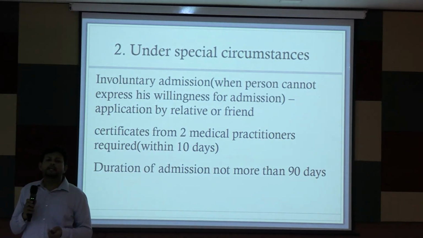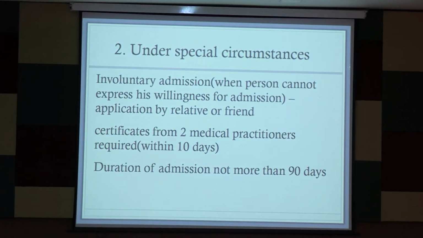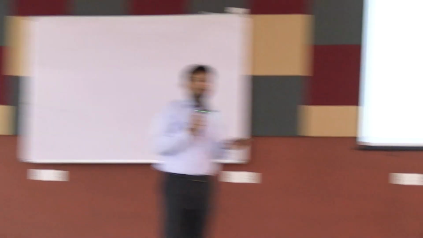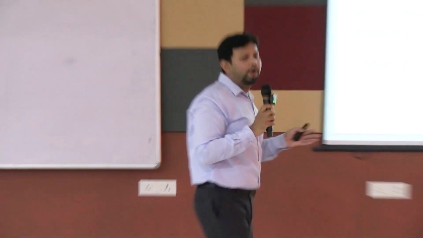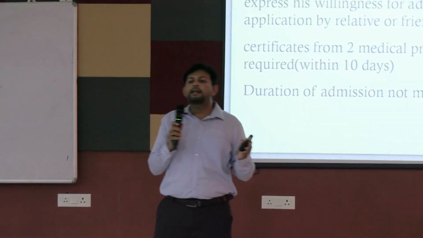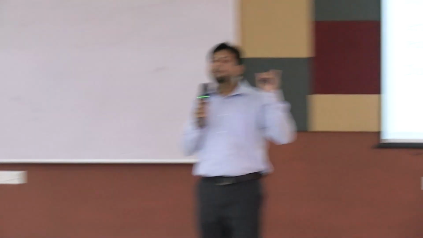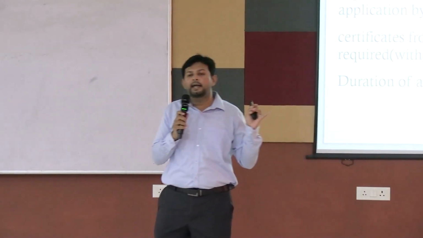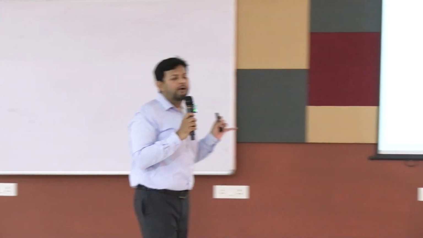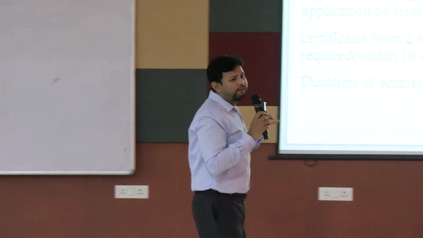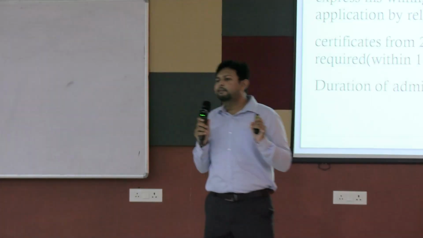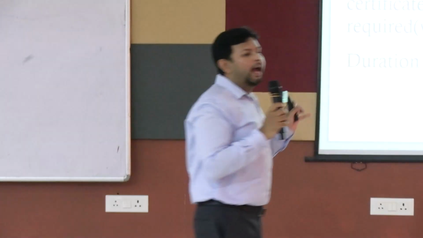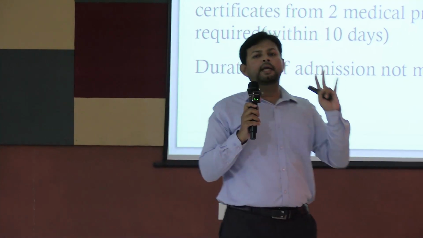Second is under special circumstances. Under special circumstances, here there is an important thing. Relatives will decide whether to get him admitted or not. So the relatives, what will they do? What are the important clauses for it? First, the relatives should fill up the forms. There are many forms. Form 4, Form 5, Form 6. Many forms are there. So one has to fill up the forms, and there are two main prerequisites.